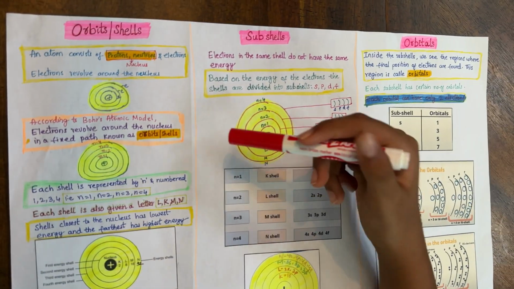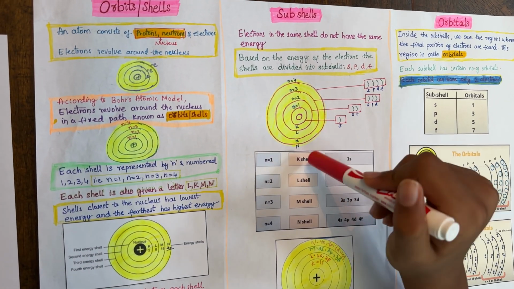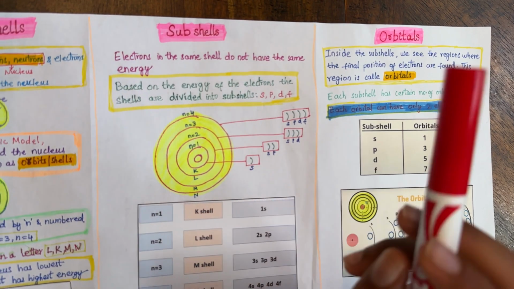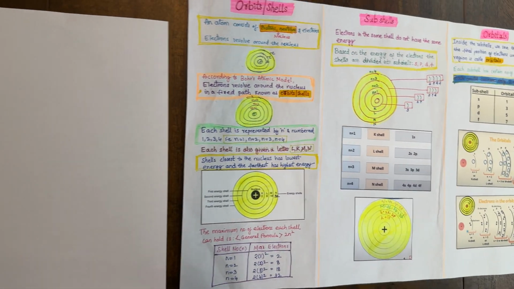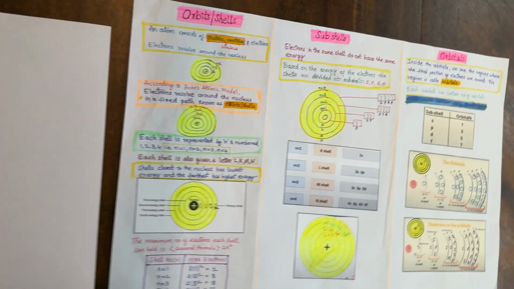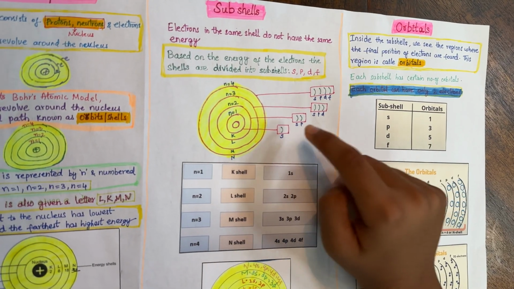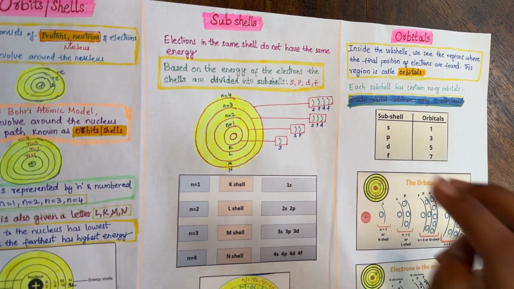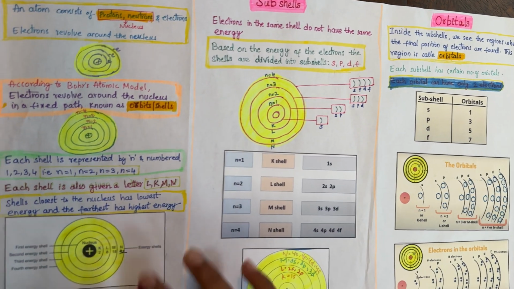So we just talked about how there's K, L, M, N, or shells 1, 2, 3, 4. Well, these can be divided into more parts. These are called subshells. There are 4 different types of subshells: subshell S, subshell P, subshell D, and subshell F. So the way it's classified is like this.